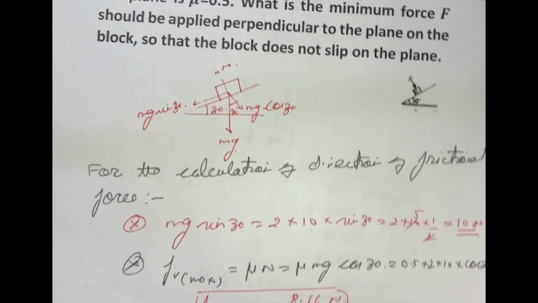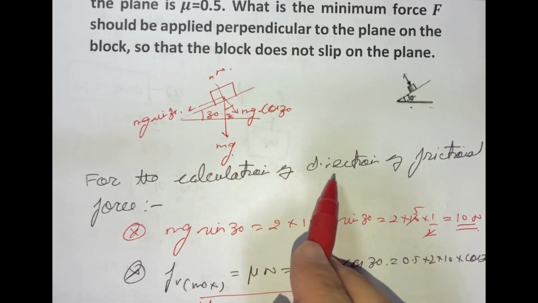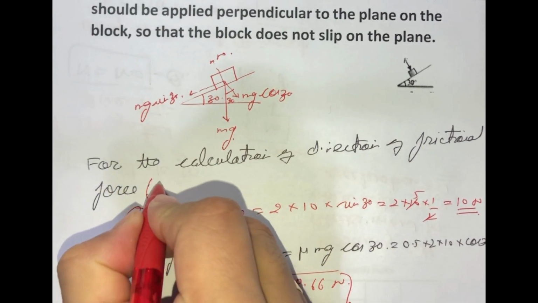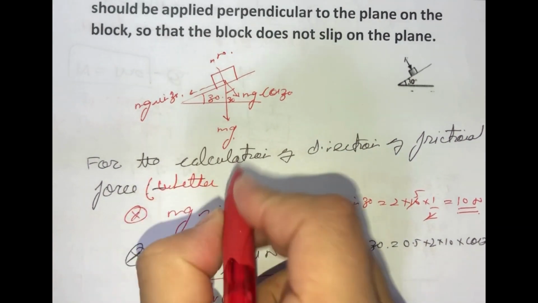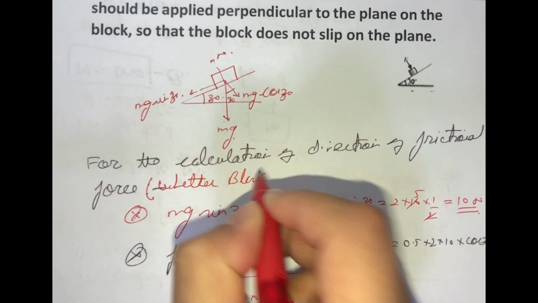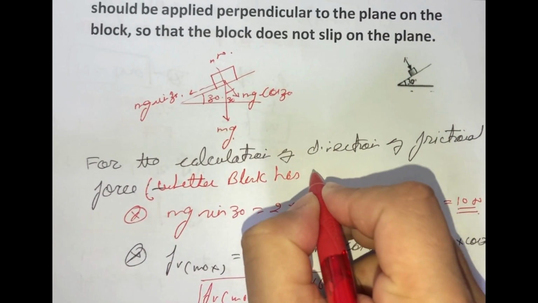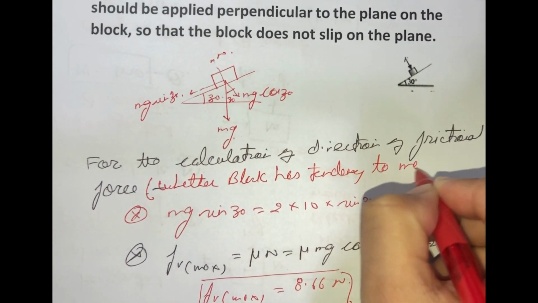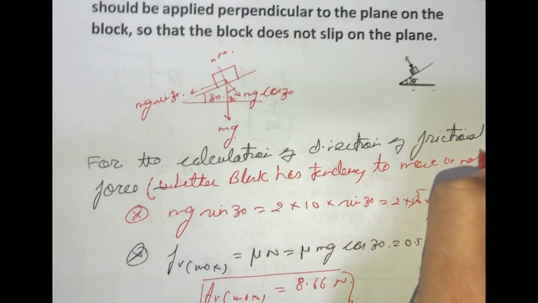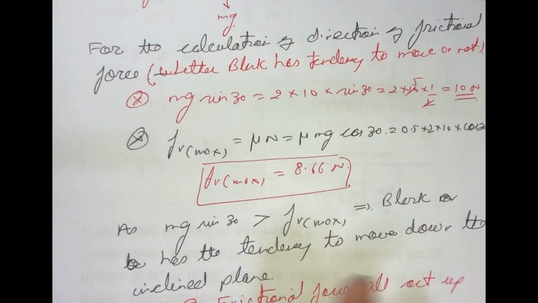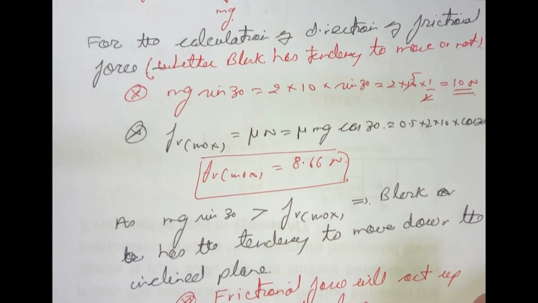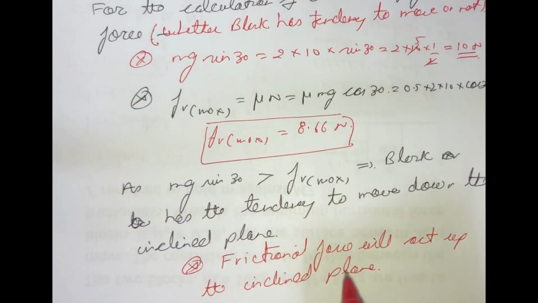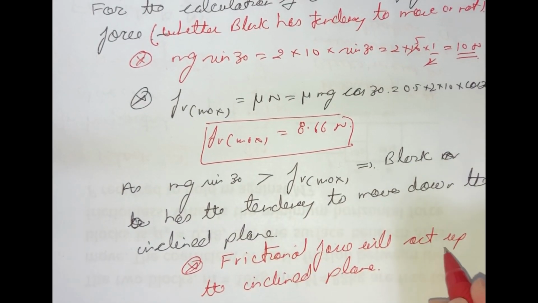Here let me add one more thing. For the calculation of direction of frictional force, here we can see whether the block has tendency to move or not. Now in case the frictional force would have been on the higher side, the picture would have been entirely different. So in this case the frictional force will act up the inclined plane.